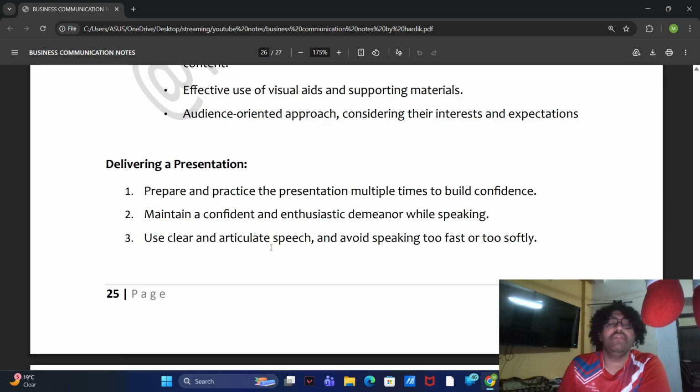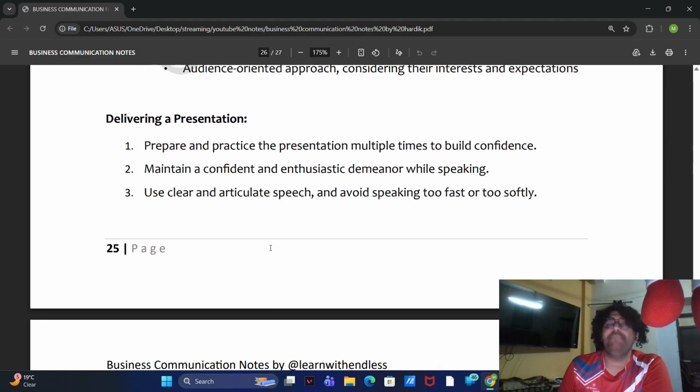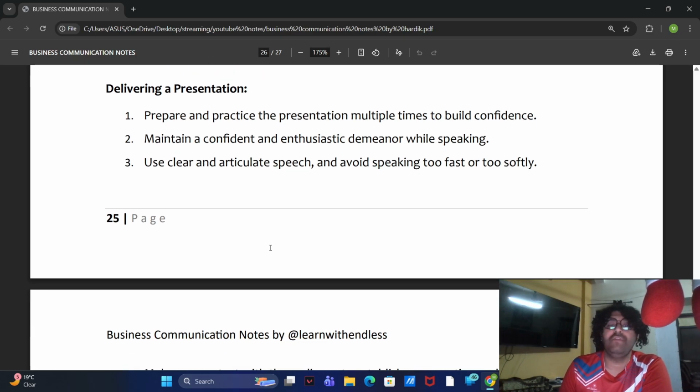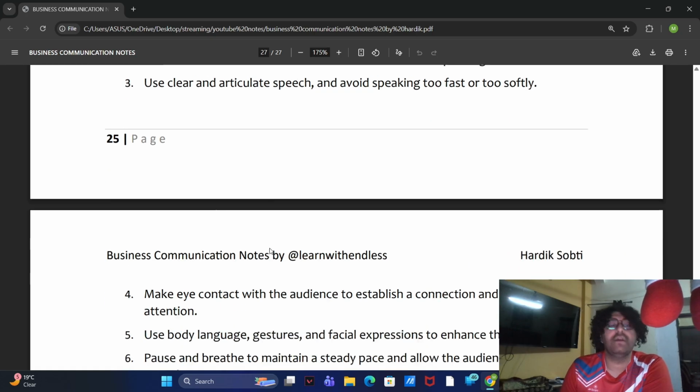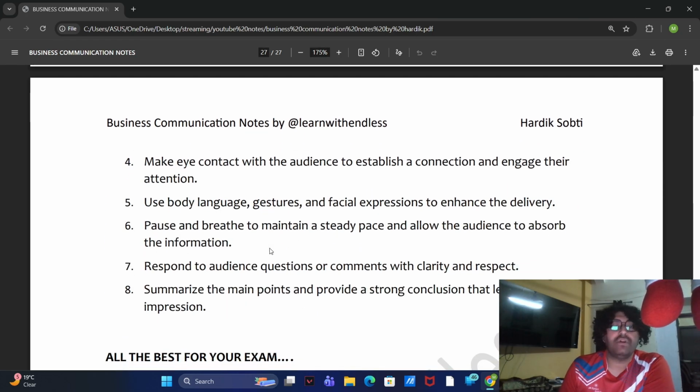Next topic, delivering a presentation. Prepare and practice the presentation multiple times to build confidence. Maintain a confident and enthusiastic demeanor while speaking. Use clear and articulate speech and avoid speaking too fast or too softly. Make eye contact with the audience to establish a connection and engage their attention.